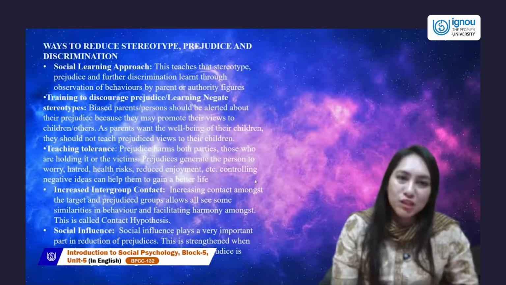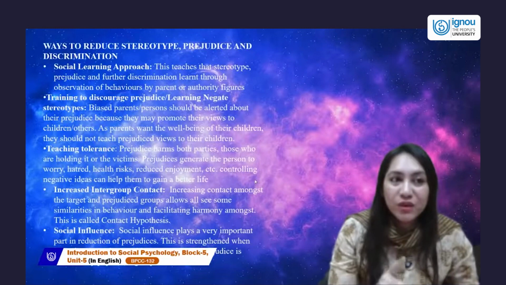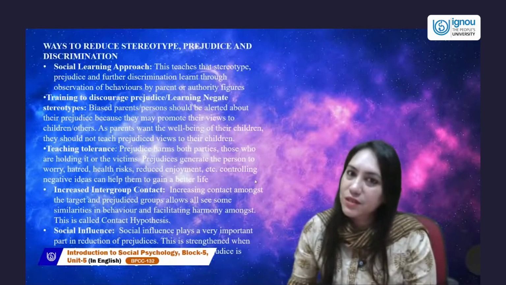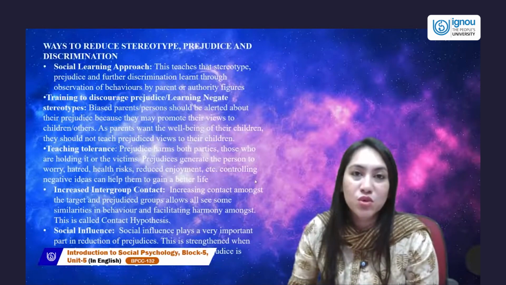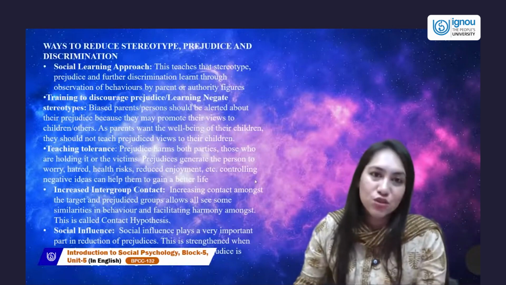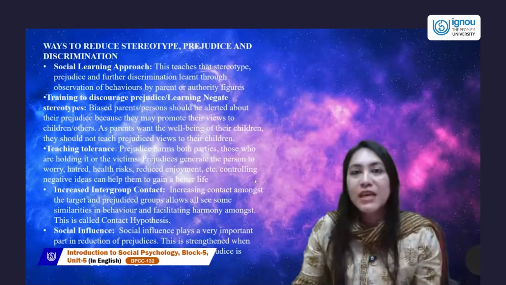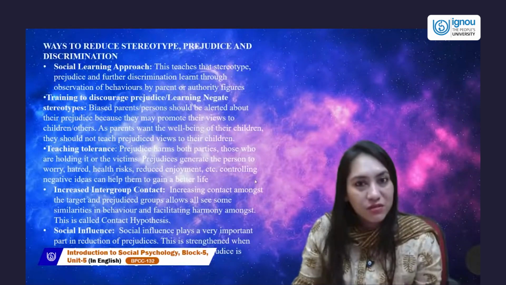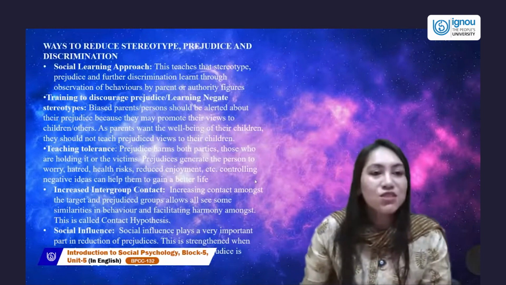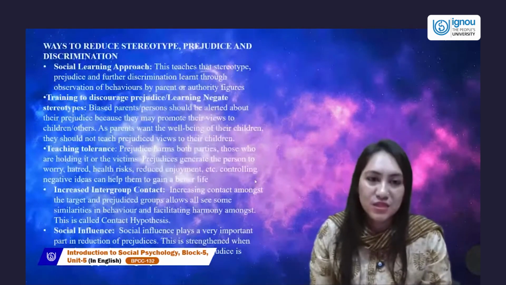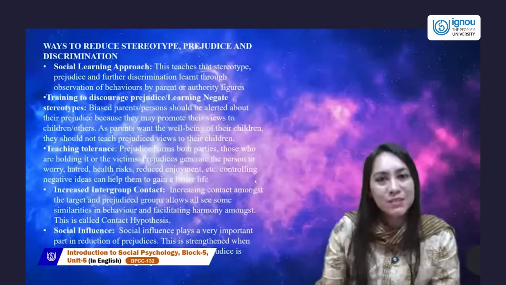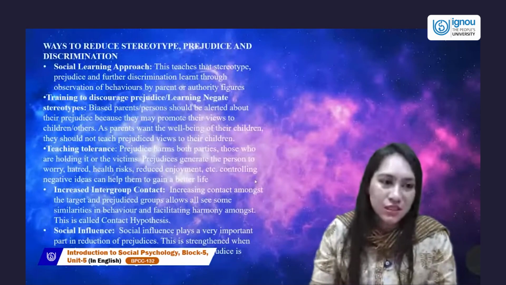So the social learning approach tells us that we need to reduce it by giving better learning. Make sure that your authority figures and your parents do not do anything that will create a prejudice against a gender, community, race, sex, anything. The more the child sees adaptable, healthy behavior and thinking, the more he or she would obviously disregard stereotypes like that. The next is training to discourage prejudices or learning. We make sure that you do not learn stereotypes.